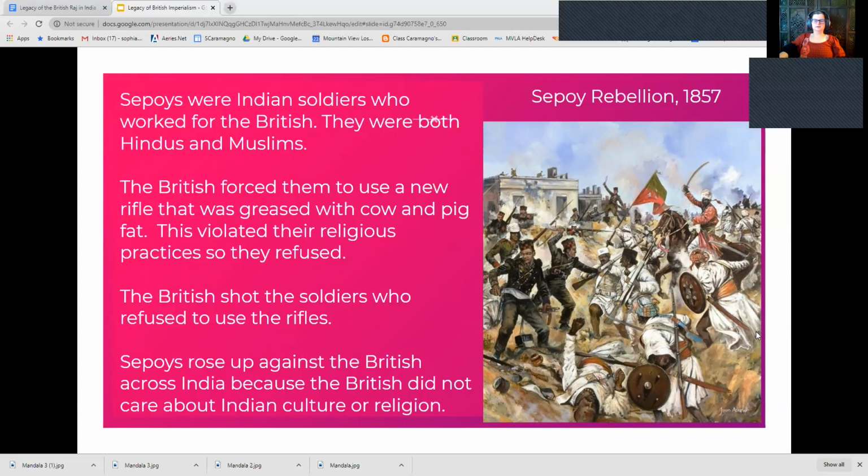They were not successful. They did not win the Sepoy Rebellion, but it does show the tensions that existed between the British and the Indian people, especially over religion.